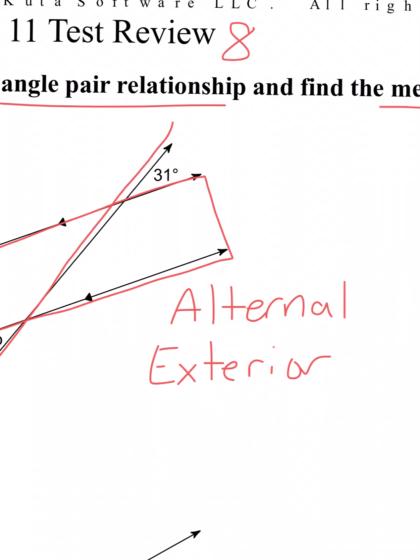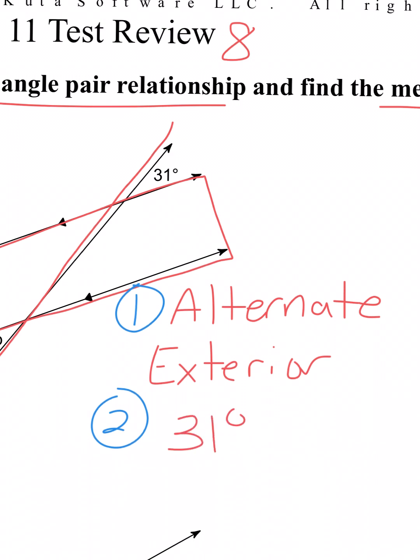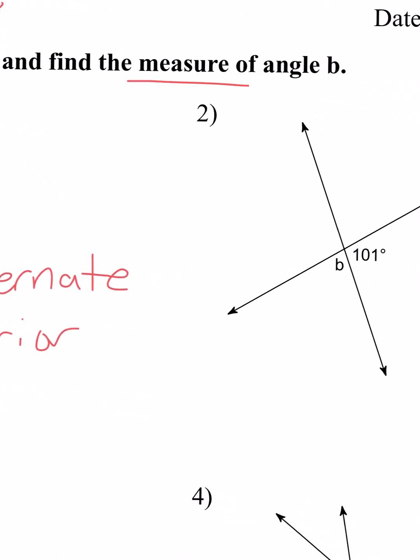So I have my angle pair relationship. What else do I need to figure out? The measure. What do I know about alternate interior angles? They're the same, they're congruent. If you couldn't remember that, look at this. This angle is acute. Does this one also look acute? Yes, so you know they're going to be the same. So am I done on number 1? Yes, I have my 2 answers. Since I used alternate exterior, am I going to use it again? No.